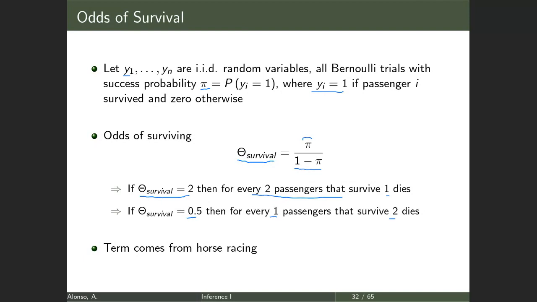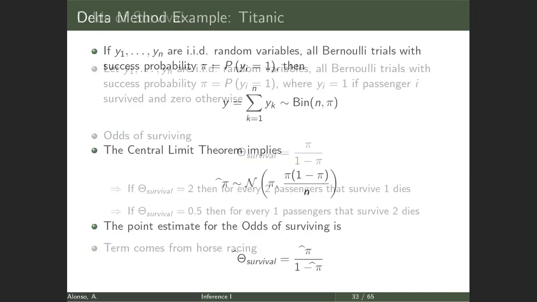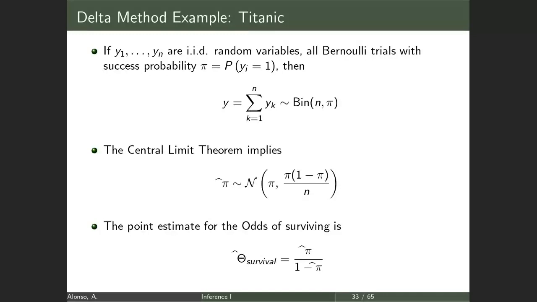So the probability of dying is 2 times larger than the probability of surviving. And the term comes from horse racing. That's one odds. So if you say somebody won against all odds, that means that the probability of losing was many times larger than the probability of winning, and still the person won. That is the interpretation of odds. So we are not going to be focusing on the probability of surviving, but on the odds of surviving.